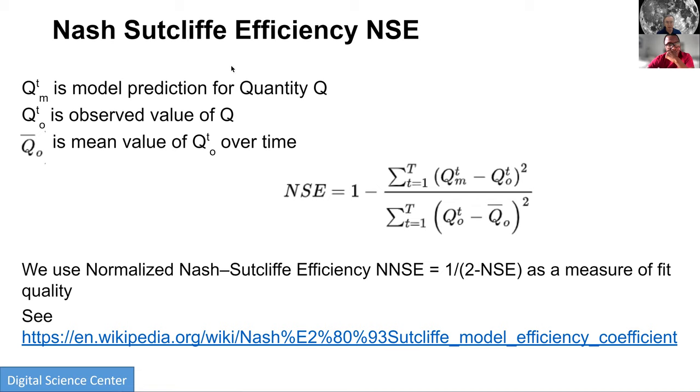The so-called Nash-Sutcliffe efficiency, I'm not quite certain why it's an efficiency, says how good the model is. It compares the mean square error of the prediction to the natural mean square error of the data. So this is the prediction minus the observed, summed over all time values, over the observed minus the mean of the observed. Actually, I should have drawn it the opposite way. This is Wikipedia, I just cut and pasted it. But it really tells you whether you are doing any better in your model than just predicting the mean.